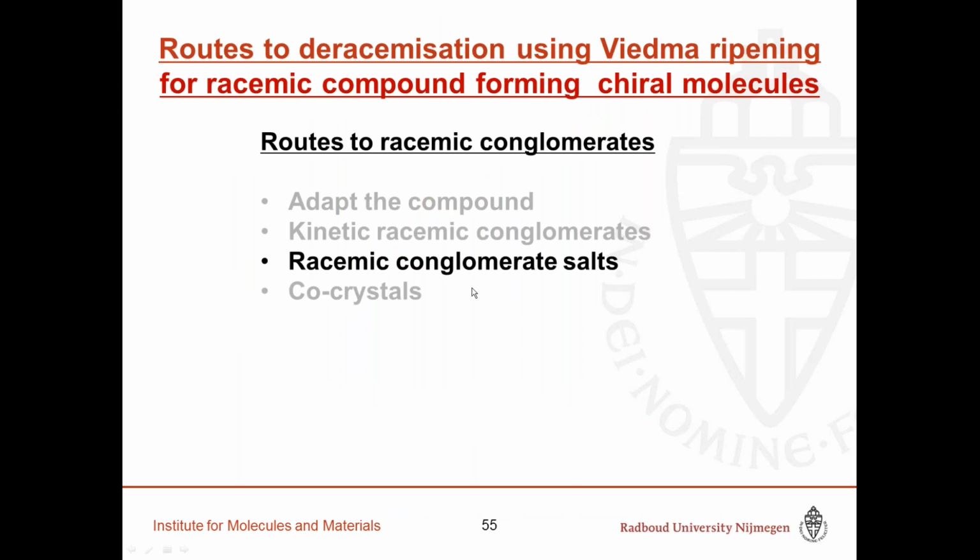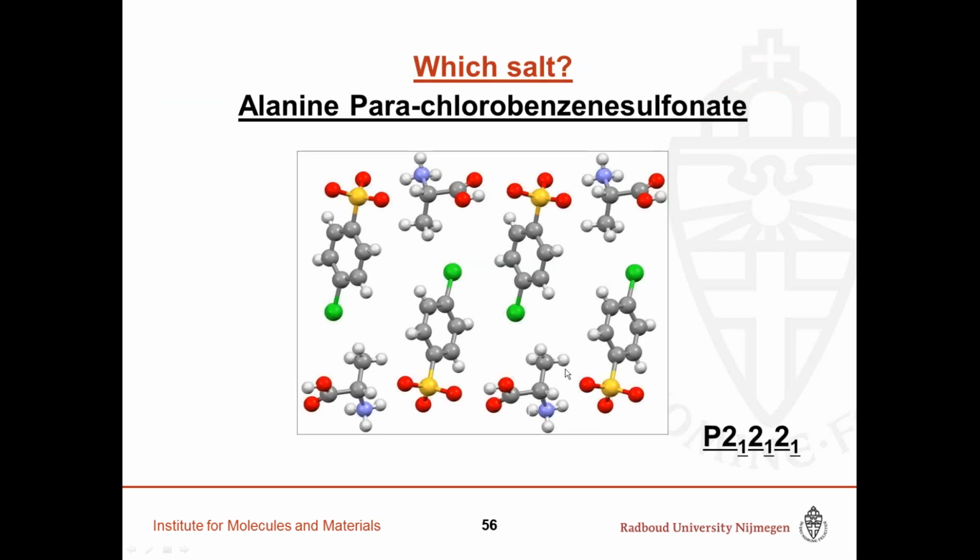Now, an alternative which she used was to find salts which form a racemic conglomerate, and this is an example of alanine, again an amino acid, and it is the salt alanine parachlorobenzene sulfonate. Already from the space group symmetry, you can see that it is very probably a racemic conglomerate. And if you look at the alanine molecules, they also have the same handedness.